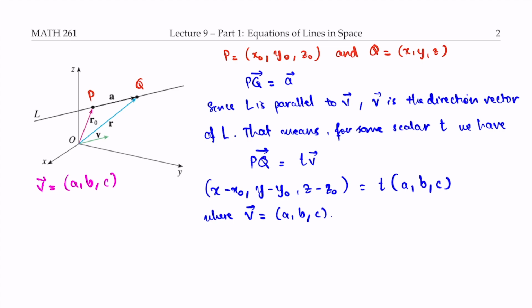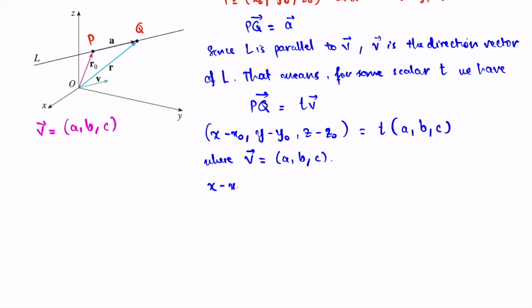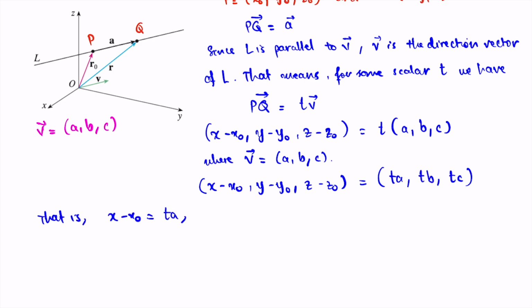Then what we're going to do is distribute scalar t into A, B, and C. And we're going to have x minus x0, y minus y0, z minus z0 equal to t times a, t times b, and t times c. Now from this equation, we're going to match the components of the two vectors. So x minus x0 equal to t times a, y minus y0 equal to t times b, and z minus z0 equal to t times c.